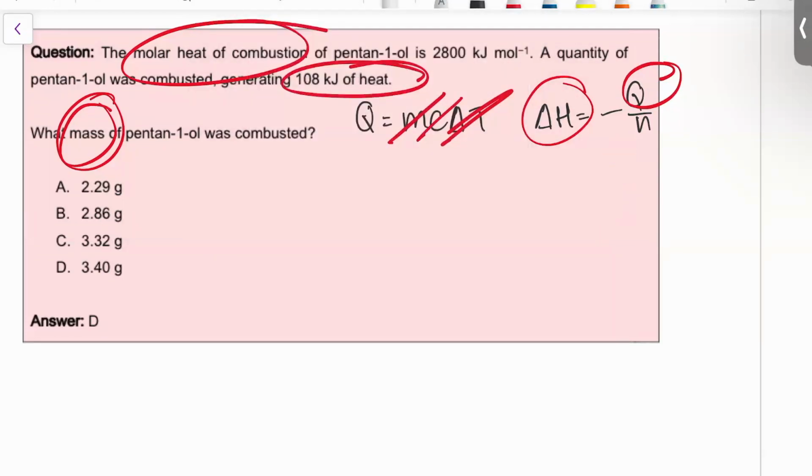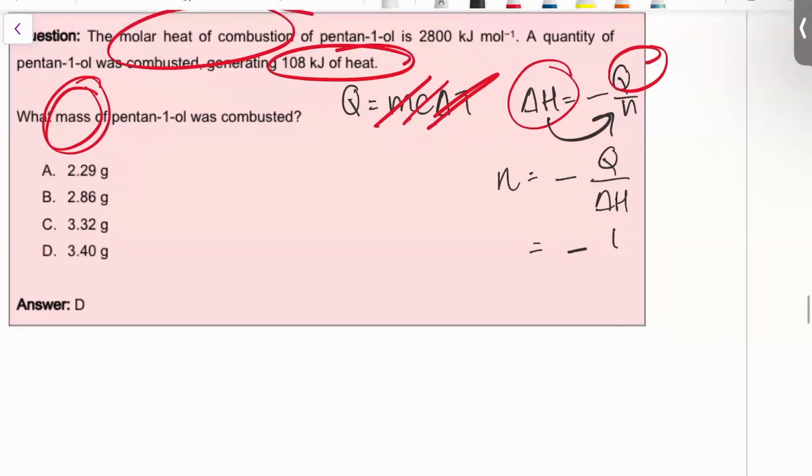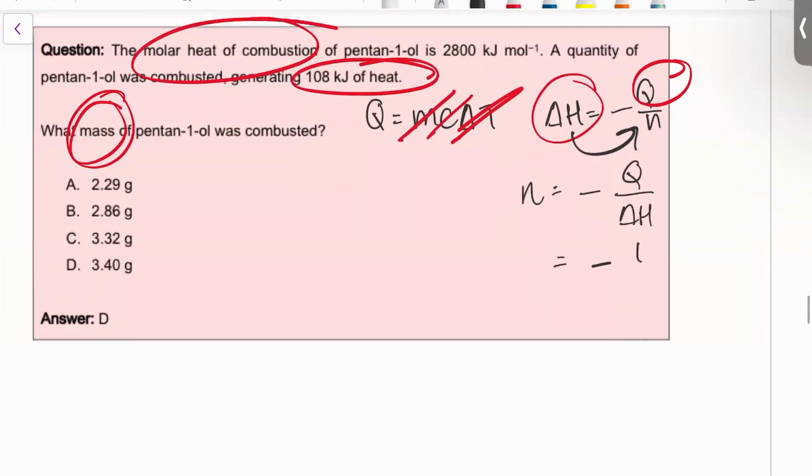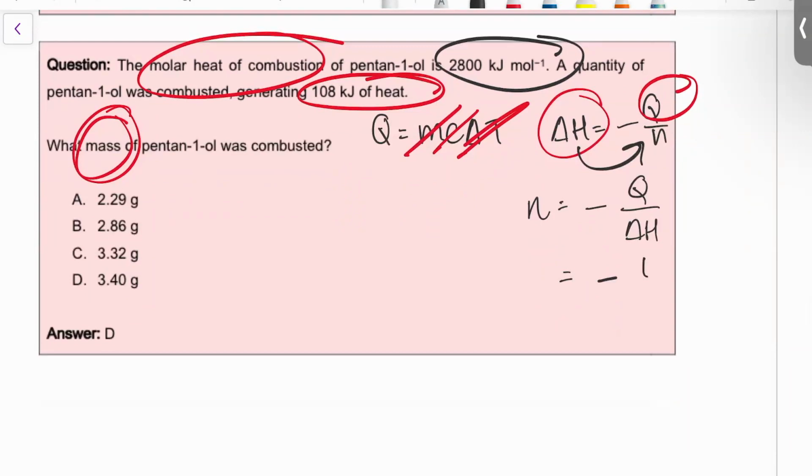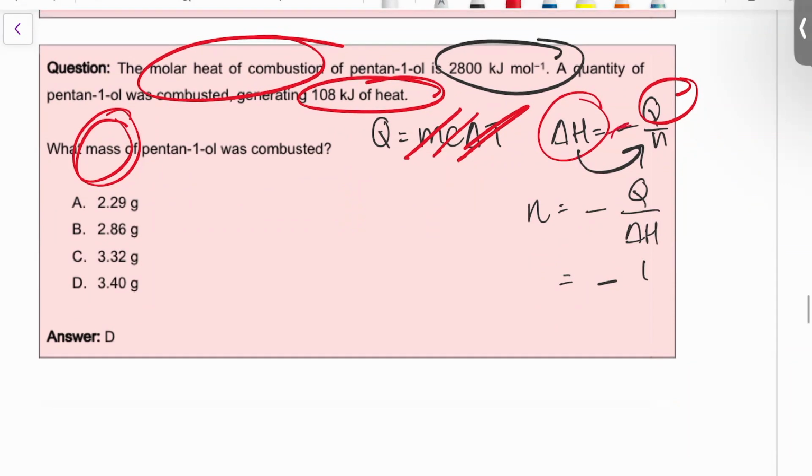So we've already identified that for me to get mass, I need to get moles. Moving this around, it's going to be negative Q on delta H. Now, guys, in this case, they've given you your heat of combustion as a positive value already. Normally enthalpy of combustion is expressed as a negative value. In this case, they've already given it to you as positive, so I can get rid of my negative over here. I'm going to cross that one out.